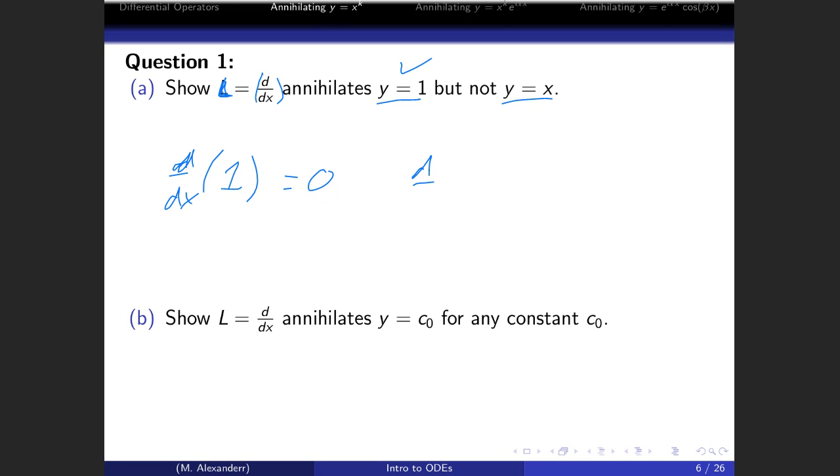Now do the same process for the other function. The operator is d over dx, and we apply this to the function x. What is the derivative of x? It is equal to 1. This is not equal to 0, and so therefore the operator L does not annihilate the function y equal to x.